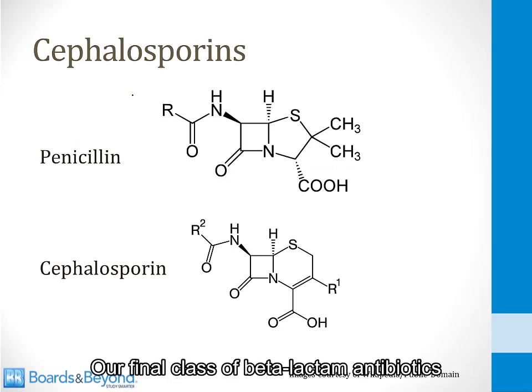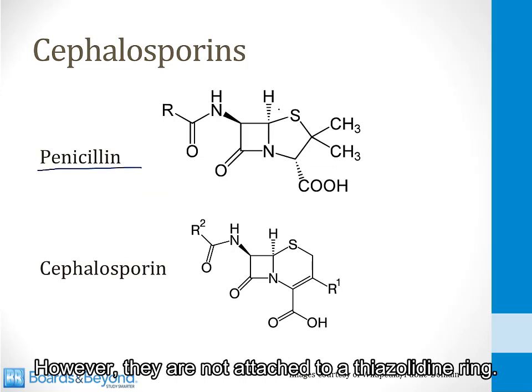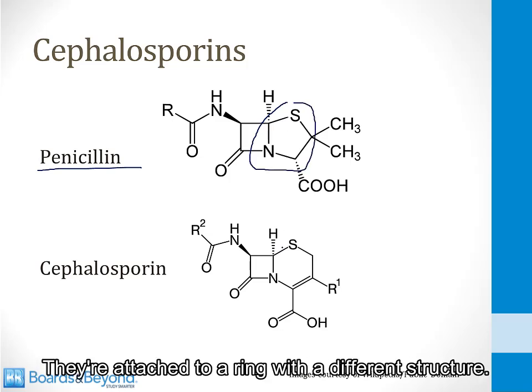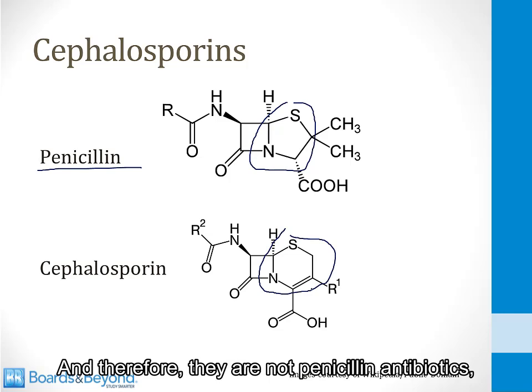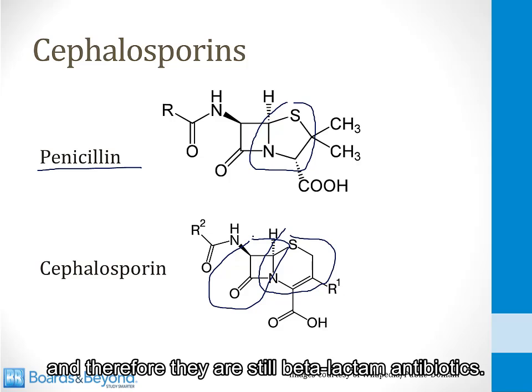Our final class of beta-lactam antibiotics are the cephalosporins. They have a chemical structure that looks a lot like penicillin. However, they are not attached to a thiazolidine ring. They are attached to a ring with a different structure, and therefore they are not penicillin antibiotics, but they still have a beta-lactam ring, and therefore they are still beta-lactam antibiotics.